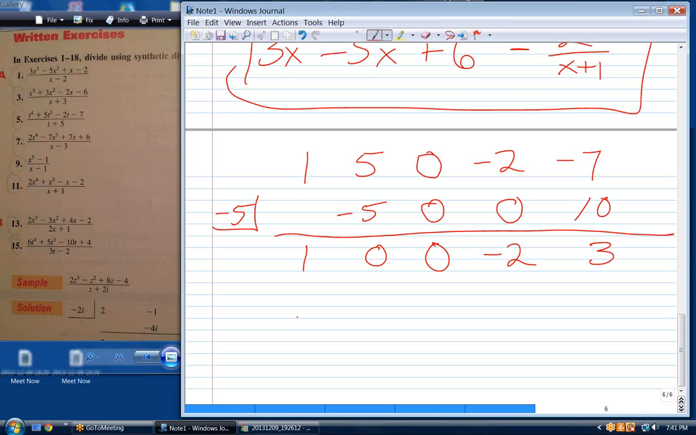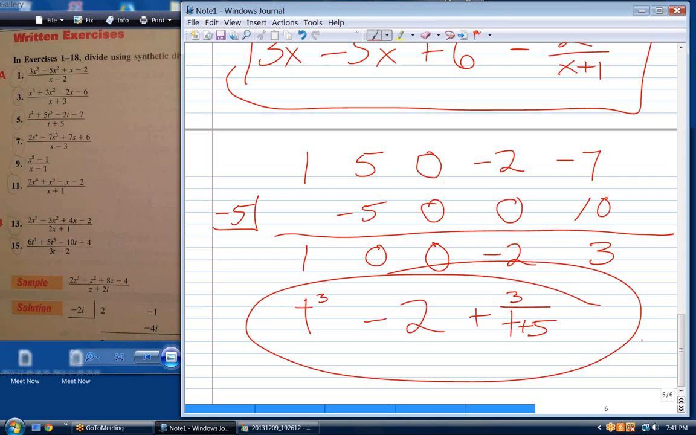Answer? X squared... Hold on. Wait. Well, first of all, we're in T. But remember, this answer is going to be one level less than this exponent. So that thing has to be T cubed. Okay, so it's then T cubed minus 2. The remainder of 3 over T plus 5. Yeah, that's what she got. Or that was what's in the back of the book.